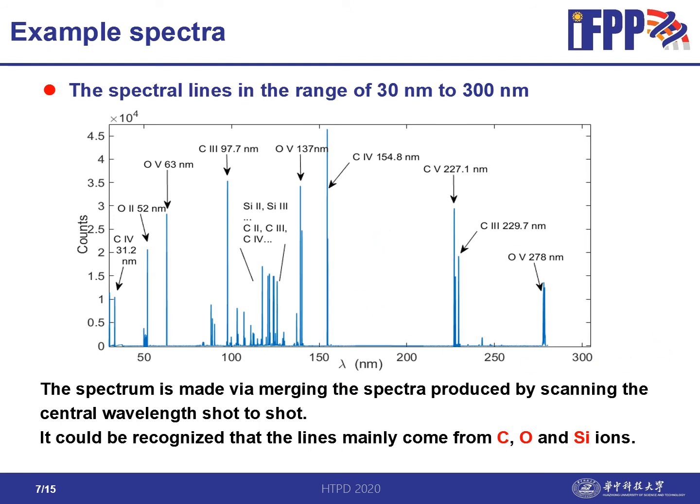An example of spectral lines measured by the system in the range of 30 to 300 nanometer is shown on this page. The spectrum is made by merging the spectra produced by scanning the central wavelength shot to shot. It could be recognized that the lines mainly come from carbon, oxygen, and silicon ions. As is shown in the picture, carbon is the primary impurity in JTAC tokamak, which would be the best candidate for the impurity transport study.